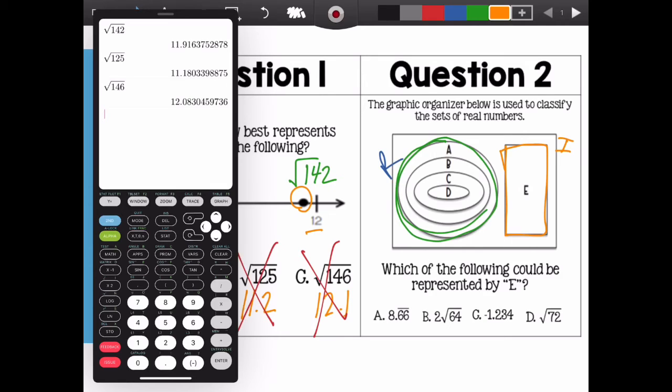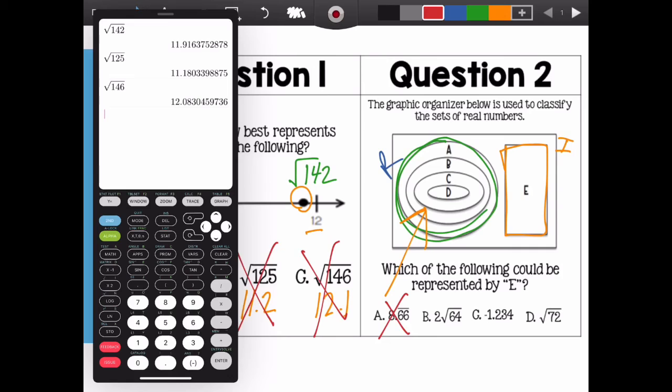I'm going to go through each answer choice and put them into the diagram where they would go. 8 and 66 hundredths repeating. This is a repeating decimal, so therefore it can be classified as a rational number. So that's not our answer.